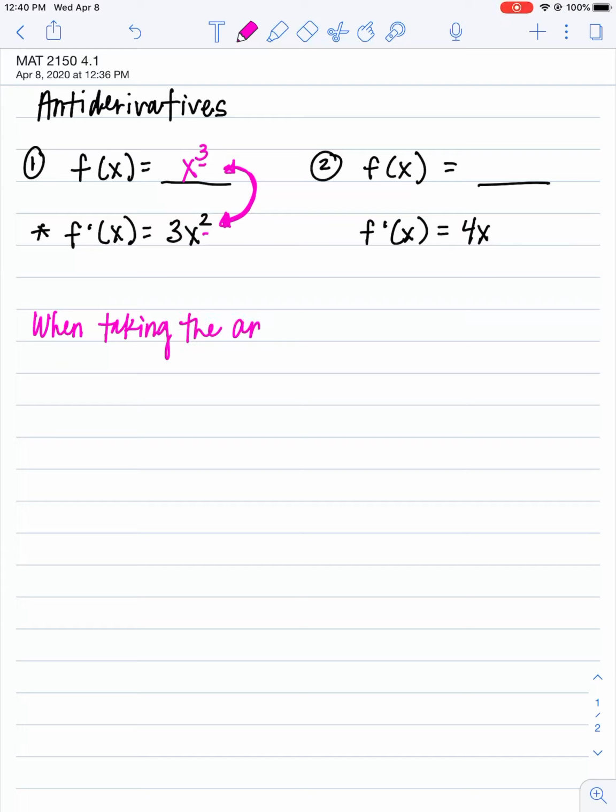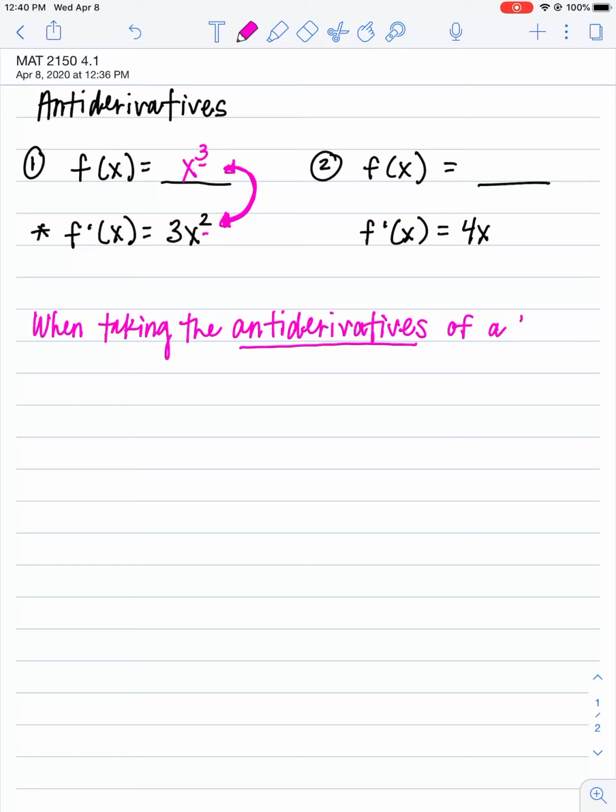When taking or finding the antiderivative, we're no longer looking at derivatives. We're now looking at antiderivatives. This is the third big idea of calculus. The first big idea was limits. The second big idea was derivatives. And now the third big idea is antiderivatives.